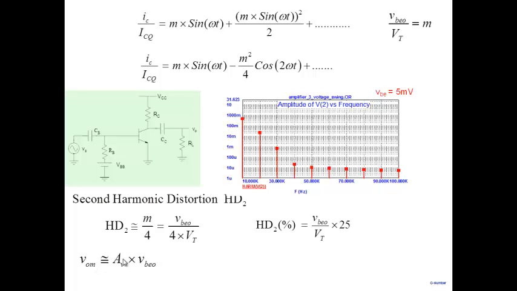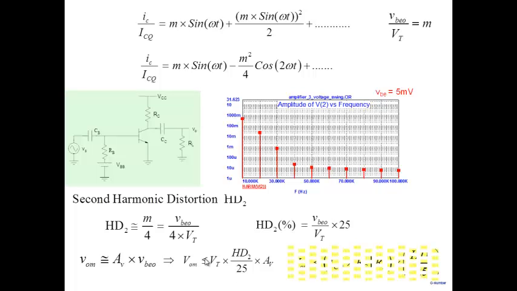VOM is approximately equal to AV times VBE0. We'll take VB0 out from here in terms of HD2 and write it here that VOM, if you want HD2 to be less than a certain value, then VOM must be less than or equal to VT HD2 by 25 into AV. VOM is simply AV times VB0. So take VB0 out from here, multiply it together. There need not be a less than sign here. You can keep equality also.